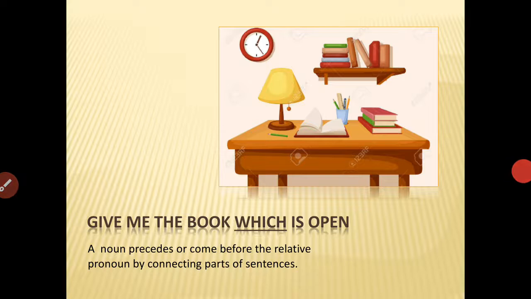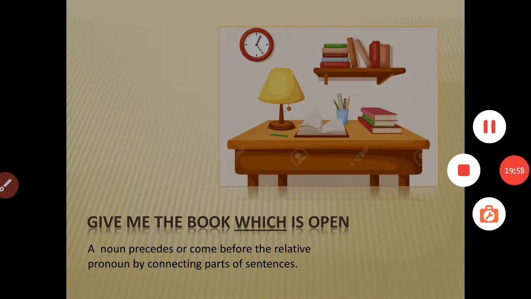Give me the book which is open. Can you see on the table there is a book open? Now, what is the sentence telling us? Give me the book which is open. They are not asking us which book is open. They are telling us, give me the book which is open.